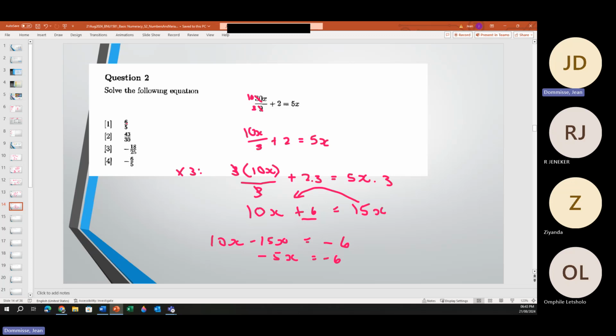At least I see there's a 6 and a 5 as well. And then if I want to isolate x, I need to divide on both sides by minus 5. Minus 6 divided by minus 5. And that is again a minus divided by a minus, which becomes a positive. So my final answer is 6 divided by 5. And now finally, luckily, I got one of the options.